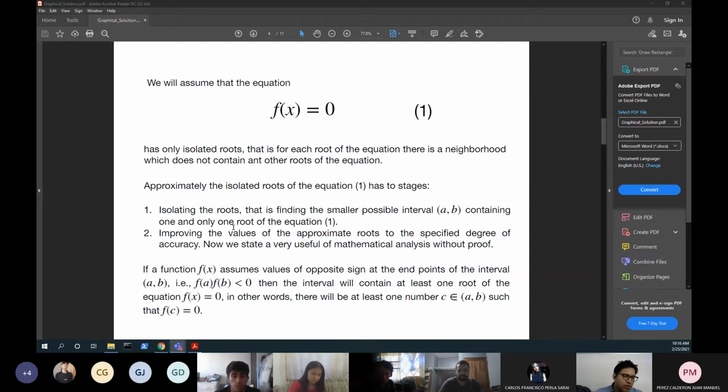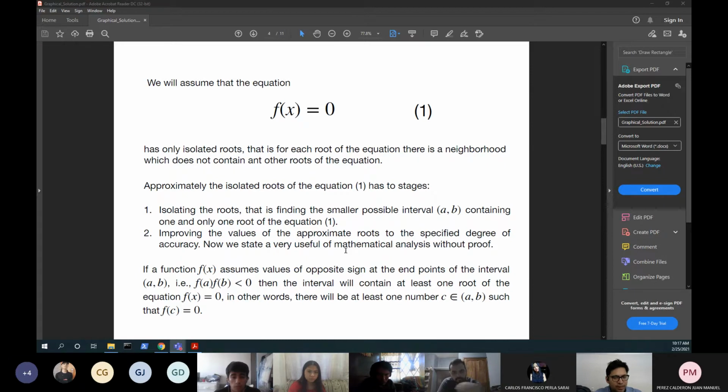Someone can tell me, Professor, but what about if I want to find more roots? When I want to find more roots, I have to select two neighborhoods. So I'm going to extract first one of the roots, and then I'm going to calculate another root. So I just have to identify different neighborhoods. Okay, so the second stage is improving the values of the approximate roots to the specific degree of accuracy.